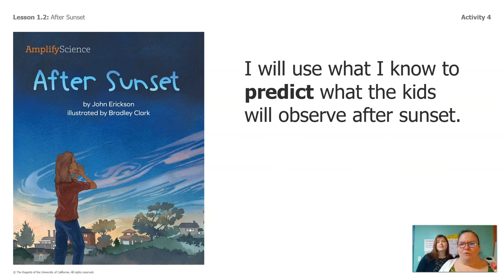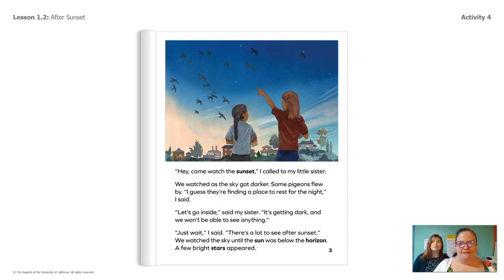Okay, while we're reading this book, we are going to make some predictions. We are going to predict as we read and try to use what we see in the book to decide what's gonna happen next. You know how to predict, right, Rosie? Yeah. Okay, so here we go. We're gonna predict.